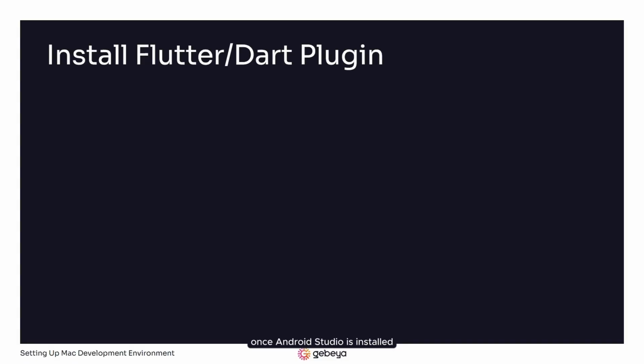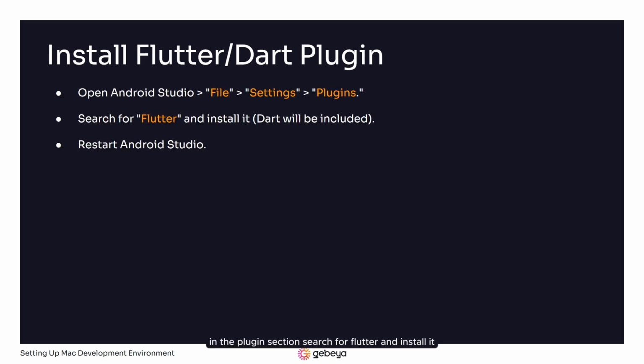Once Android Studio is installed, open it and navigate to File, Settings, Plugins. In the Plugins section, search for Flutter and install it. The Dart plugin will be installed automatically with Flutter. After installation, restart Android Studio so your IDE is ready for Flutter development.